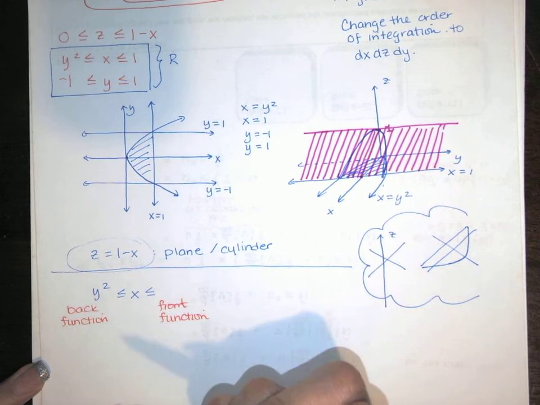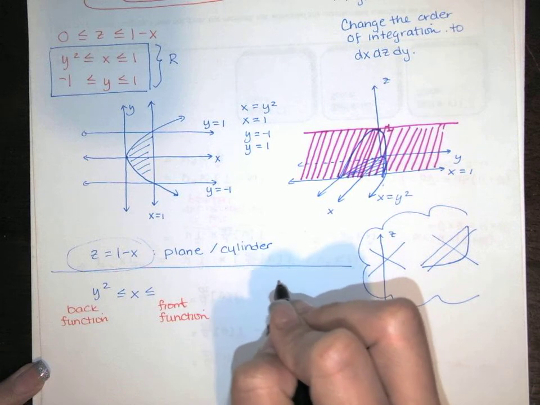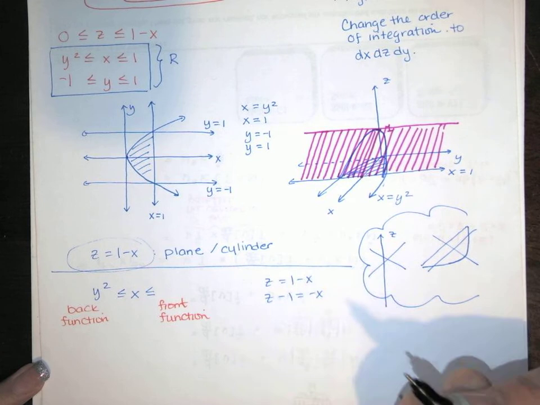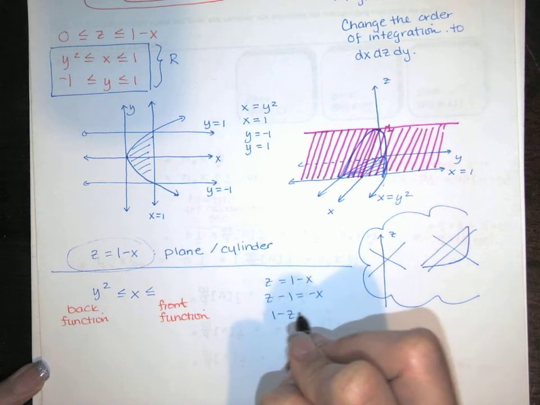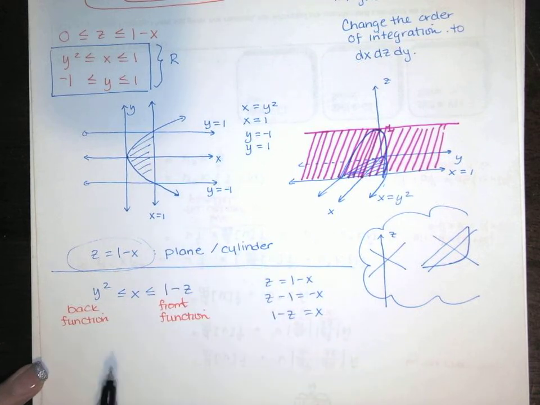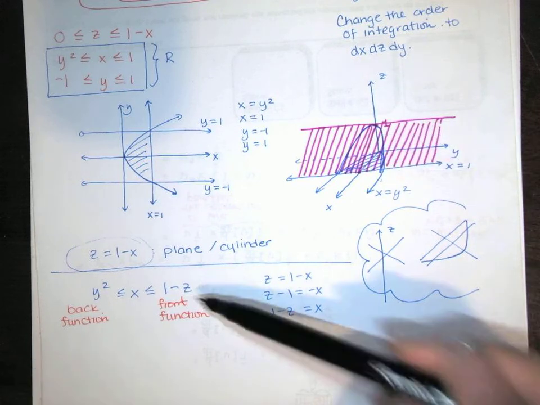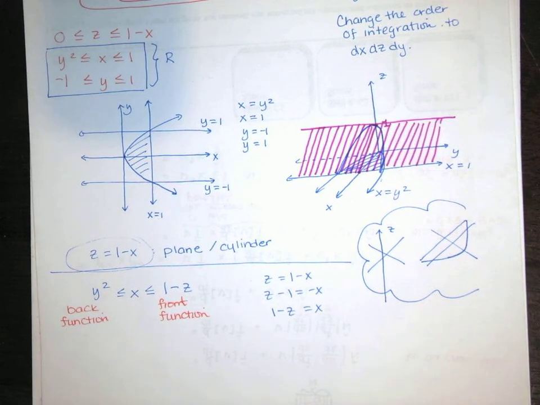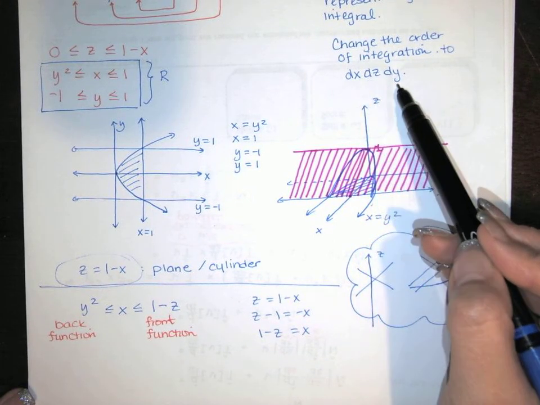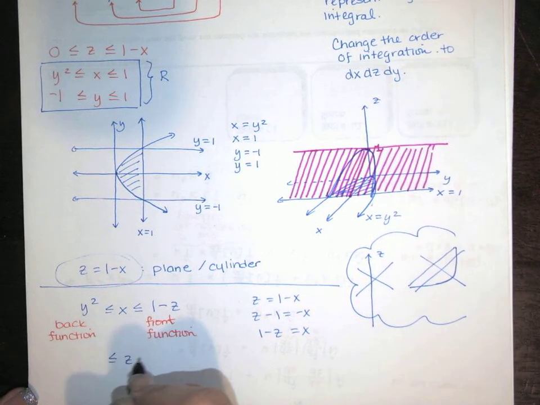So I need to take this equation of the plane and solve it for x in terms of z instead of z in terms of x. So I've got z equals 1 minus x, so z minus 1 equals negative x, and let's multiply both sides by negative 1. So x is equal to 1 minus z on that plane. So our back function to front function is from x equals y squared to x equals 1 minus z. Now this is where it gets tricky. We're asked to change the order of integration to dx, dz, dy. And that means I need to integrate with respect to z next, and then y.